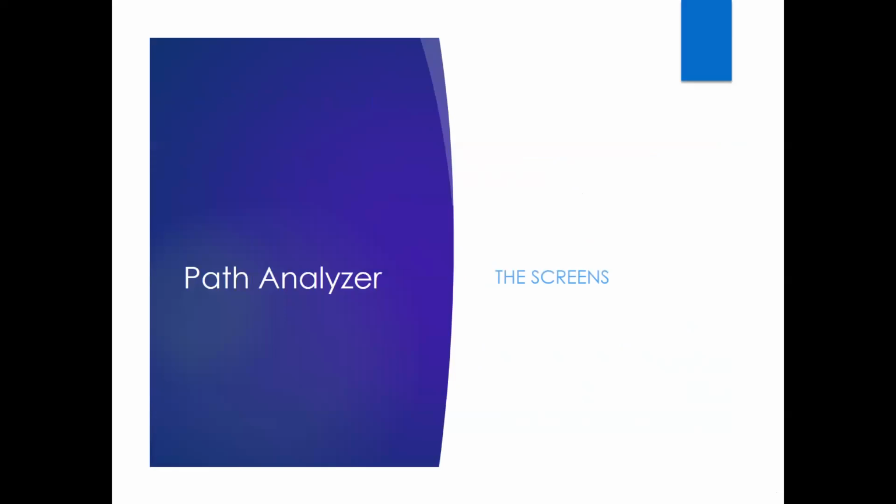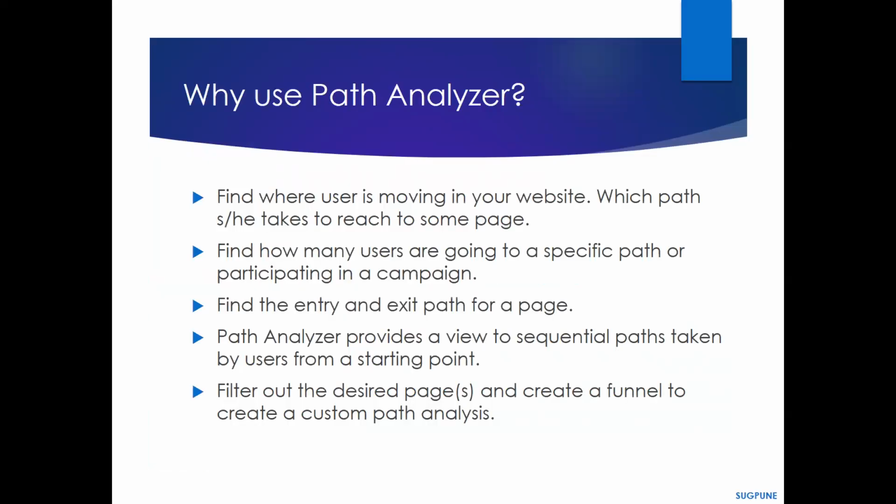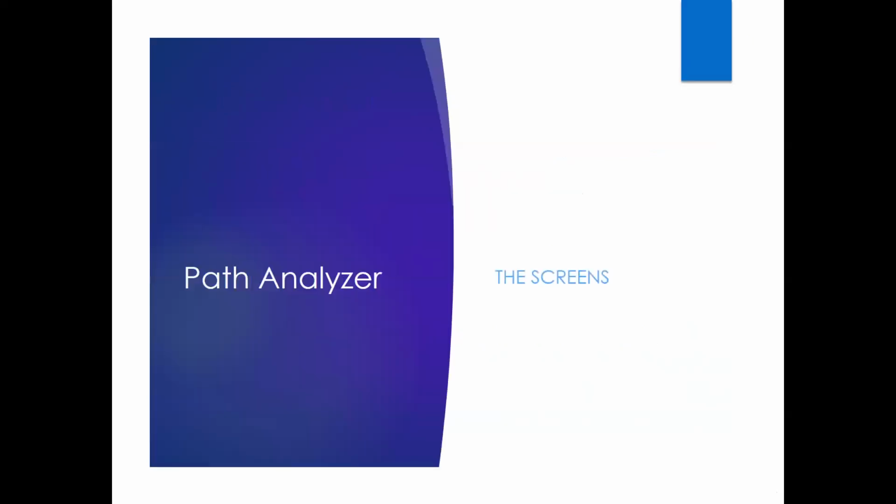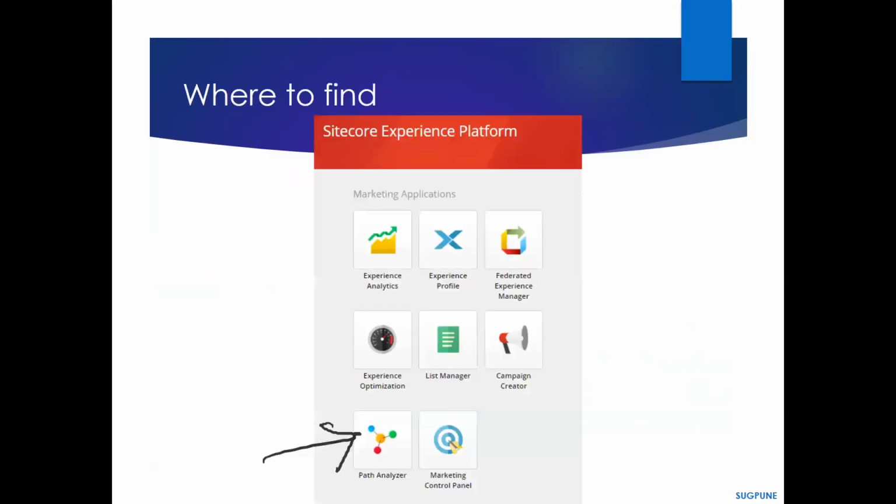I won't be having so many text related slides. I'm going to show you how the Path Analyzer looks, more of a screen wise. So let's start with this. Where to find Path Analyzer? So once you log in into Sitecore, on the Sitecore dashboard, under My Marketing application, you will find Path Analyzer. So I have marked the Path Analyzer for the same.